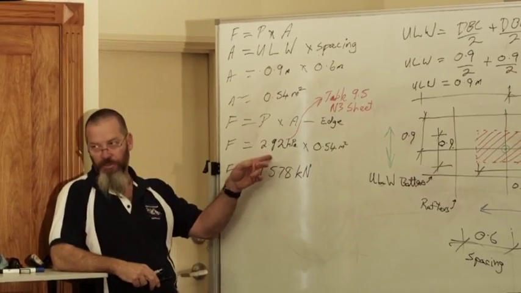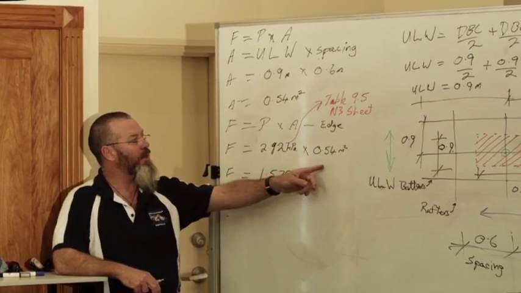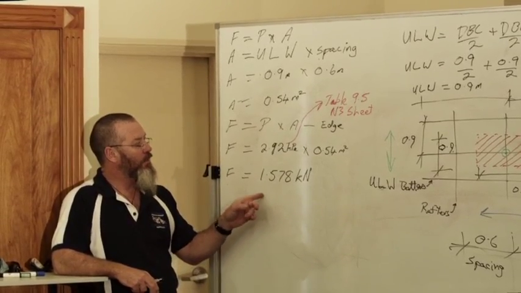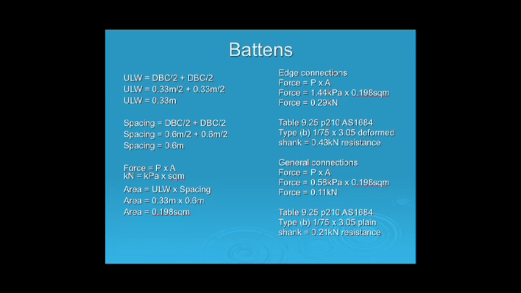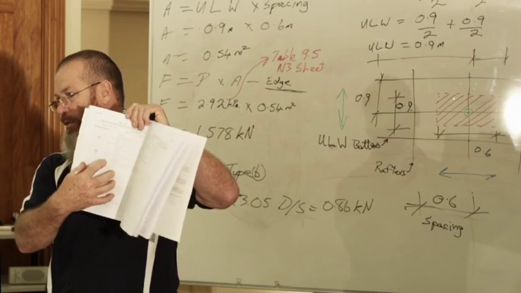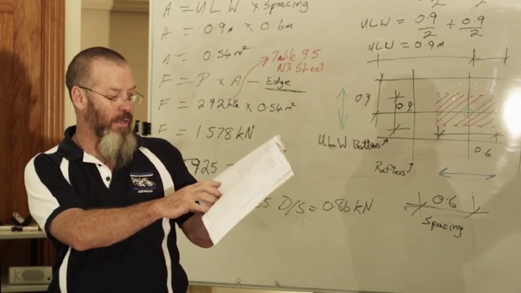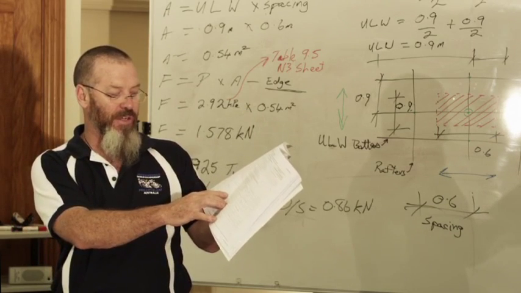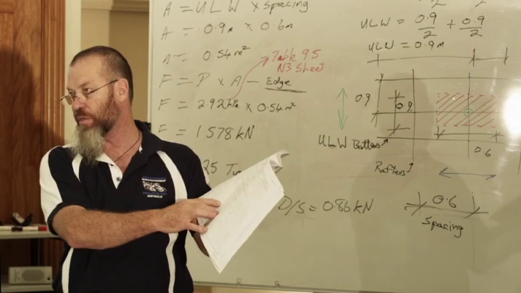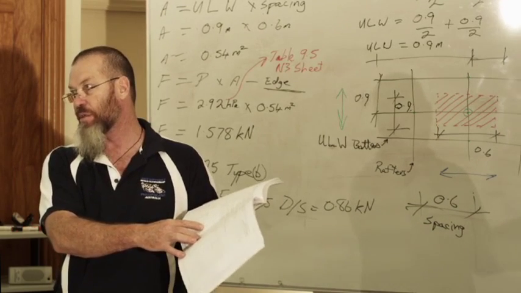Sorry, that's where we got the pressure from, and then we multiplied the pressure times the area, which was the original connection, and we come up with 1.578 kilonewtons of uplift. Now we're going to select the connection. So can I get you to go to table 9.25 on page 210 in the new book? So type D says a 75 by 38 batten, 175mm long batten fixed screw gives you 3.6 kilonewtons of resistance. That's what you've got to use.